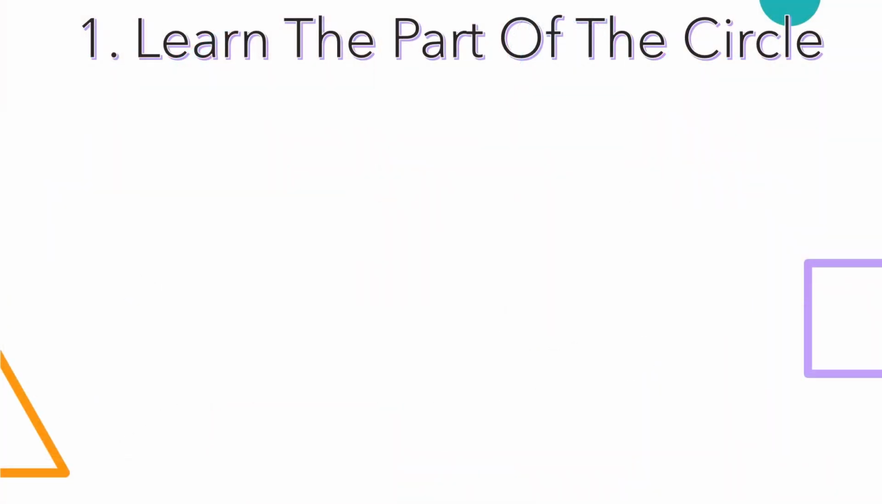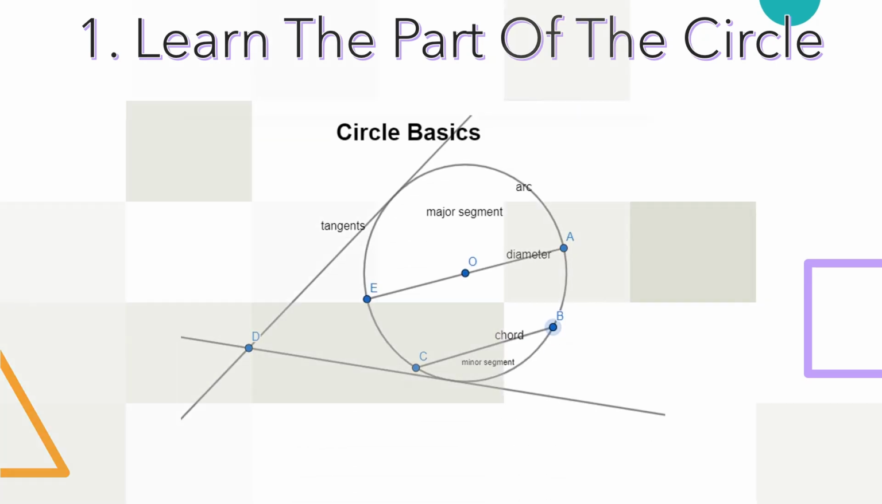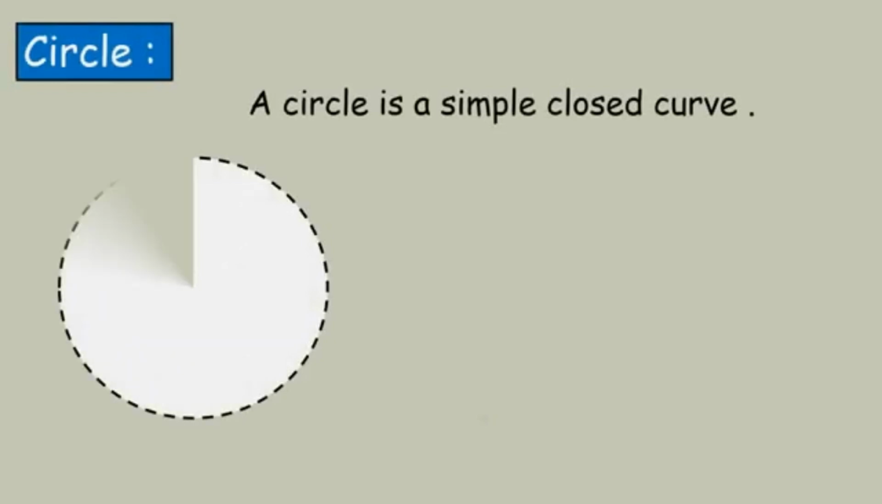Number 1. Learn the parts of the circle. In this video, we are learning about parts of a circle. A circle is a simple closed curve. It has no sides and no corners.